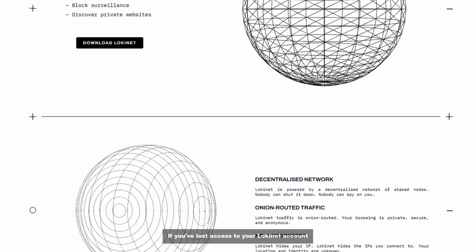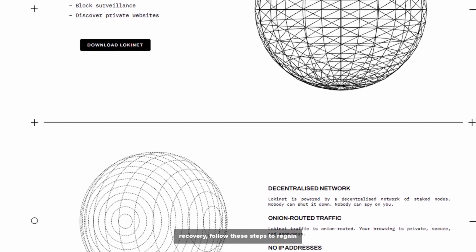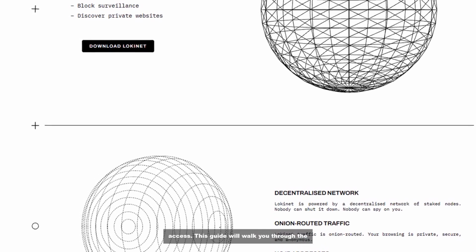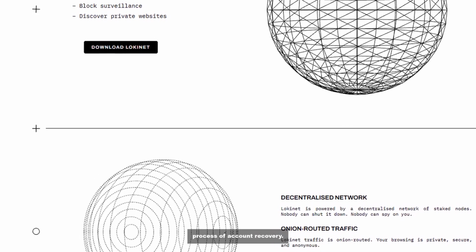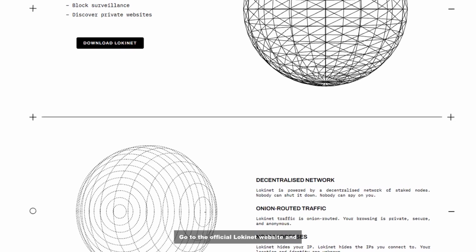If you've lost access to your Lokinet account and don't have your phone number for recovery, follow these steps to regain access. This guide will walk you through the process of account recovery. Step 1. Visit the Lokinet login page. Go to the official Lokinet website and navigate to the login page.